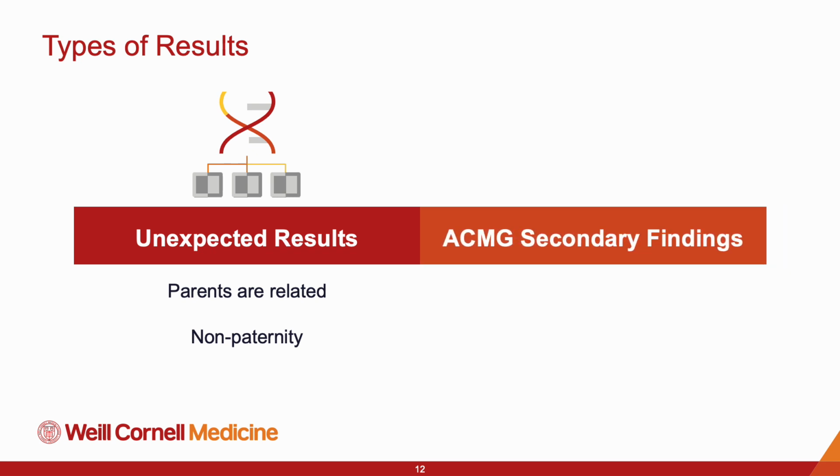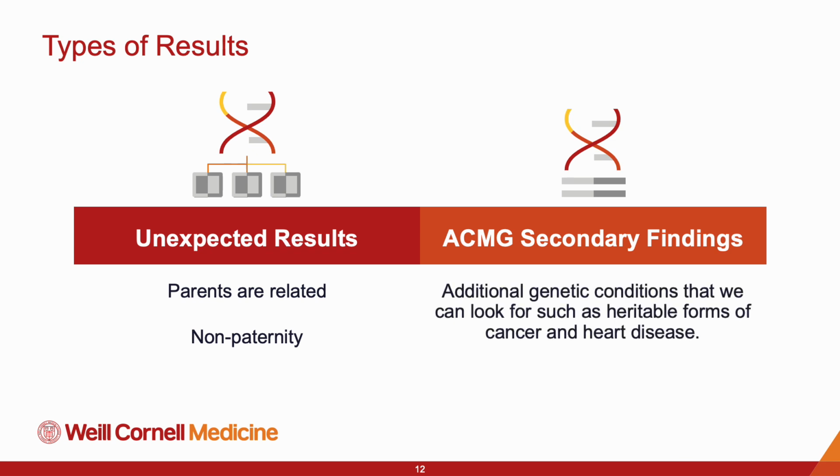The second set of results are called the American College of Medical Genetics, or ACMG for short, secondary findings. The ACMG determined that there are several genetic conditions for which a patient could be treated or monitored before symptoms begin. These genetic conditions are usually unrelated to the reason the patient is having this testing, but can be detected by whole genome sequencing. Some examples include heritable forms of cancer and heart disease. You can choose not to have these results reported, and we will discuss this option further at your visit.